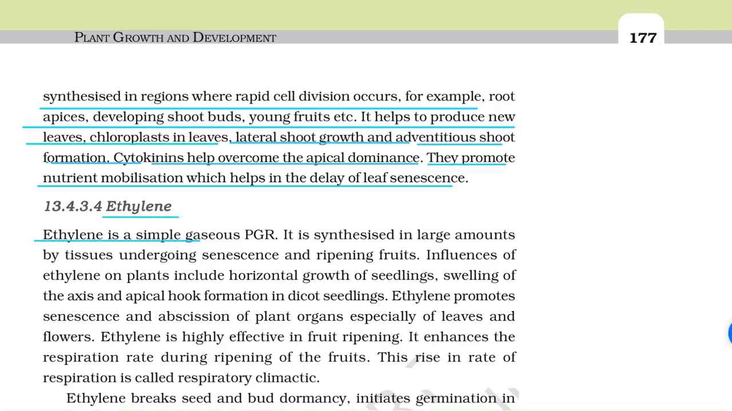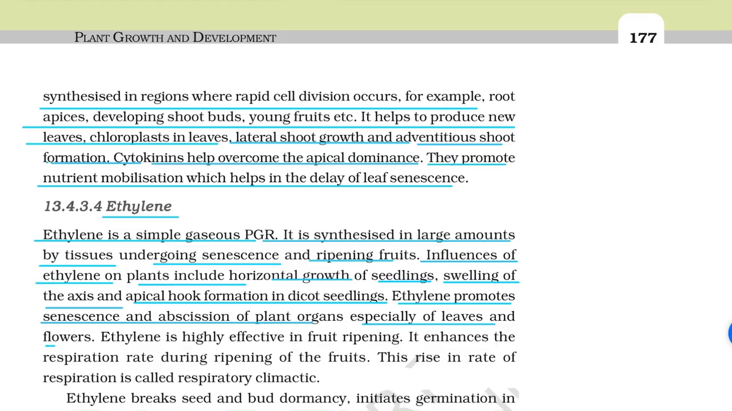Ethylene. Ethylene is a simple gaseous PGR. It is synthesized in large amounts by tissues undergoing senescence and ripening fruits. Influences of ethylene on plants include horizontal growth of seedlings, swelling of the axis, and apical hook formation in dicot seedling. Ethylene promotes senescence and abscission of plant organs, especially of leaves and flowers.